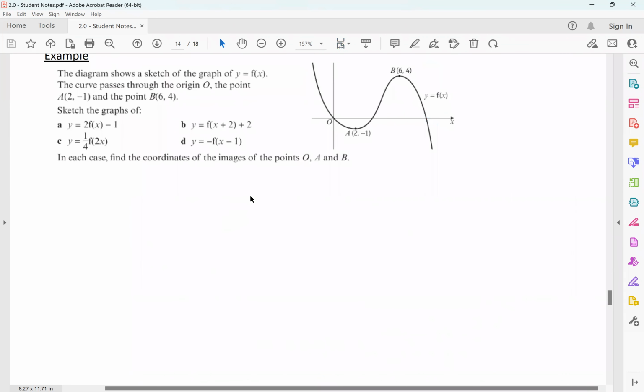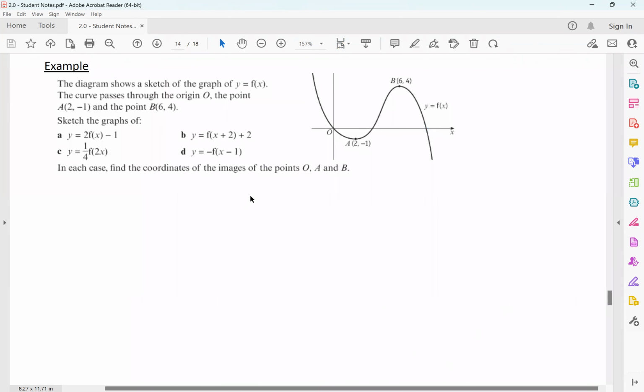Example. The diagram shows a sketch of the graph of y equals f of x. The curve passes through the origin O, at (2, -1) and at (6, 4). Sketch a graph of 2f(x) - 1. Now, if you remember the order, this is a stretch, that is a shift. So stretch comes before shift vertically. So we have to do 2 first and then the minus 1.